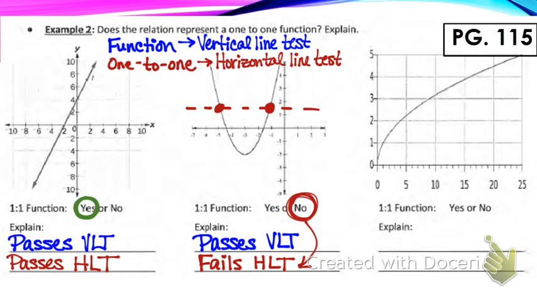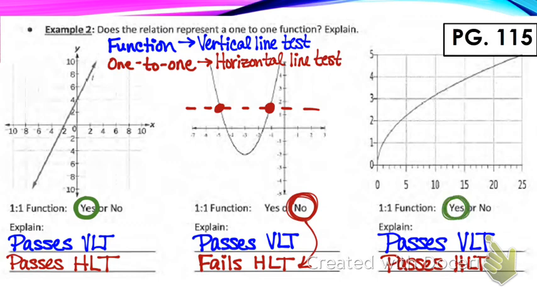Last graph over here, and then we're going to look at the table at the bottom. Does this graph pass my vertical line test? Because I always do vertical first. Yes, it passes my vertical line test. Then I turn my pencil the other way, and I check for horizontal. Does it pass the horizontal line test? Yes. Is this a one-to-one function? Yes.